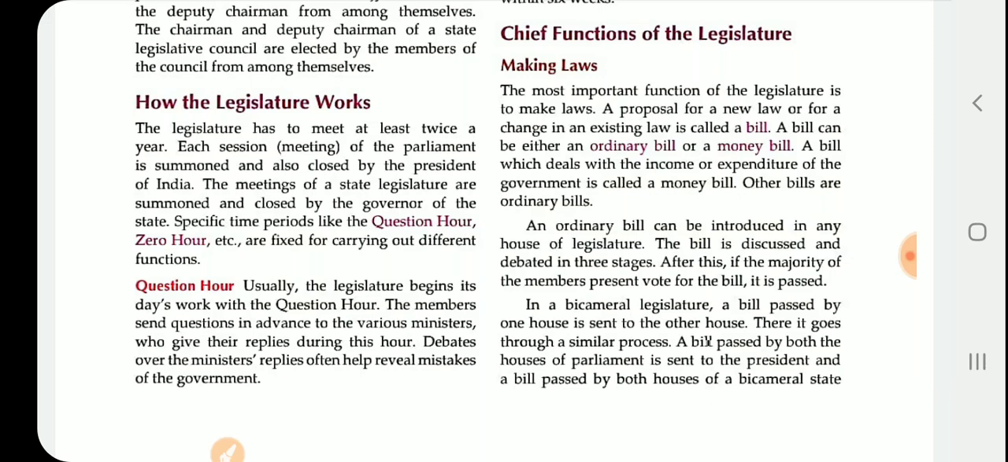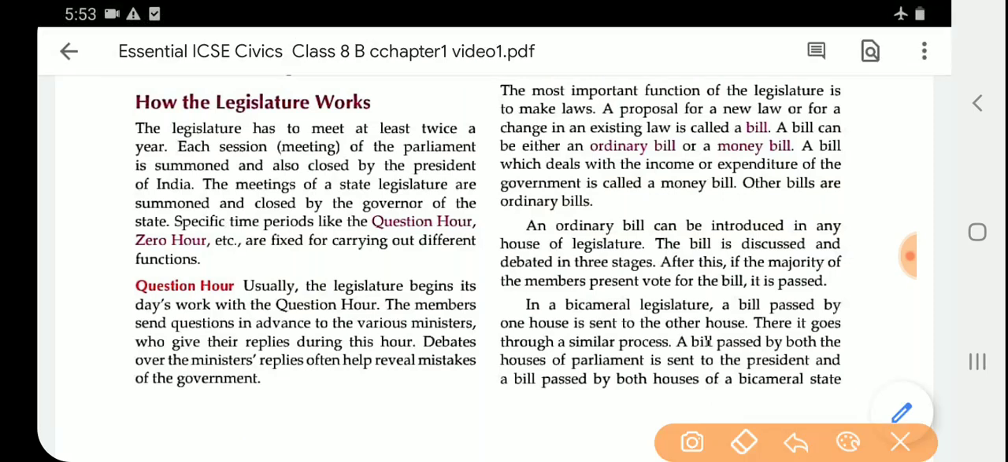Now we shall study. The legislature has to meet at least twice a year. Each session, meaning a meeting of the Parliament, is summoned and also closed by the President of India. The meetings of a state legislature are summoned and closed by the Governor of the state.